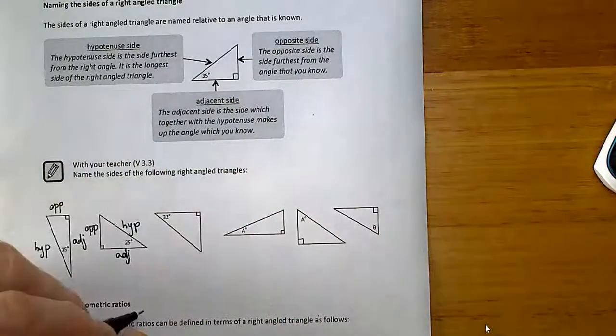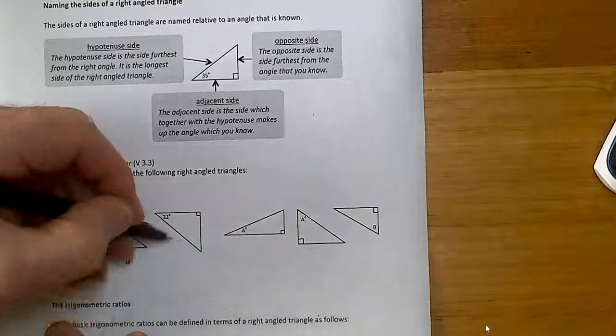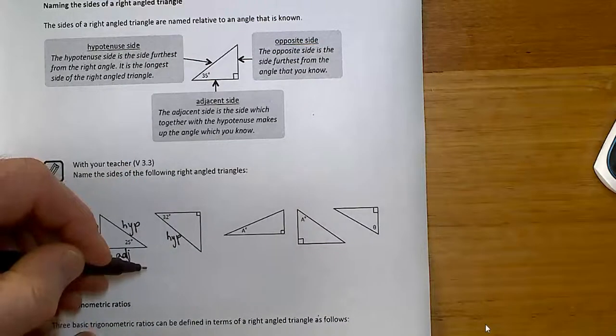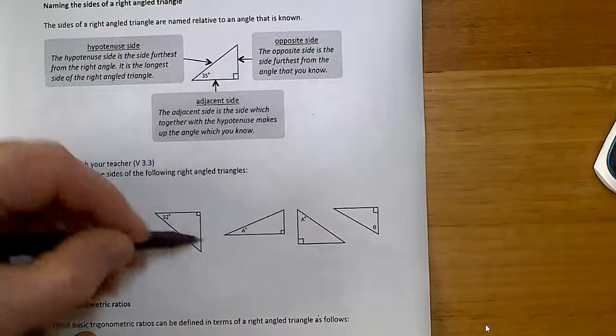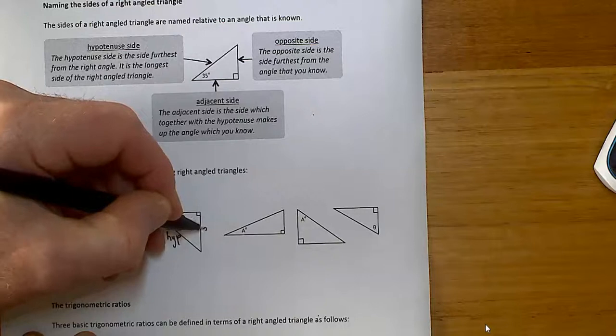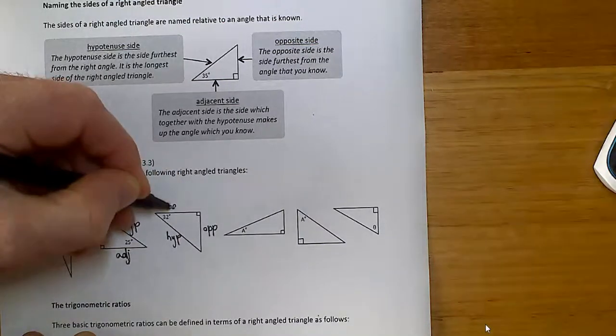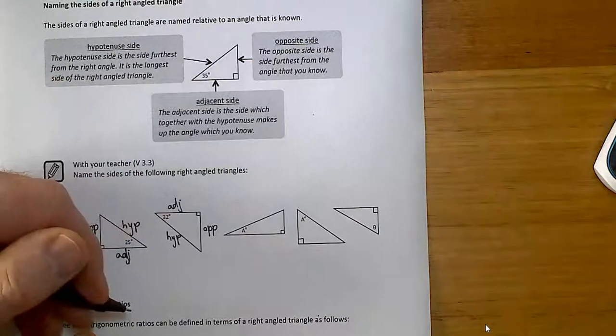The hypotenuse side is the longest side. The side furthest from the right angle is the hypotenuse. The opposite is the one furthest from the angle which you know. Here's the angle we know. The one which is furthest away is this one over here, opposite. And the adjacent side is the other one. And it goes with the hypotenuse to make up the angle that you know.